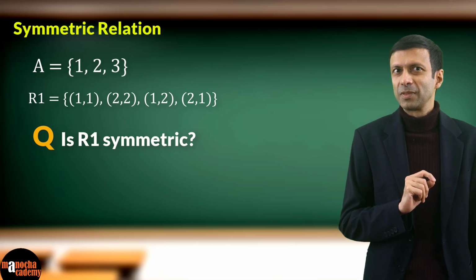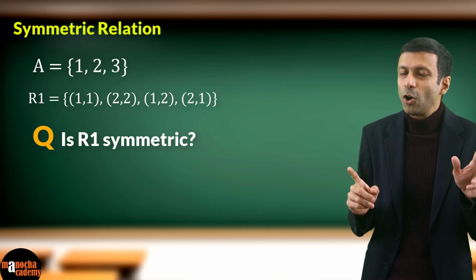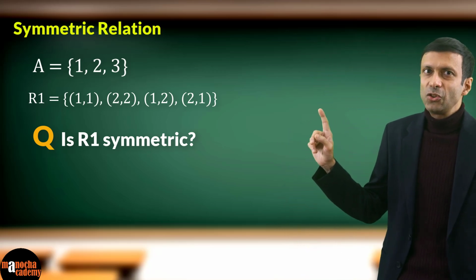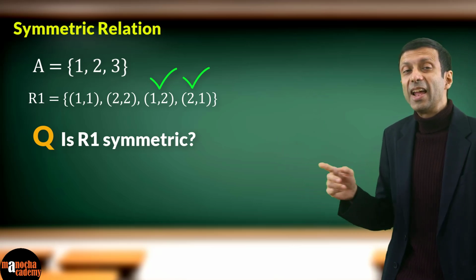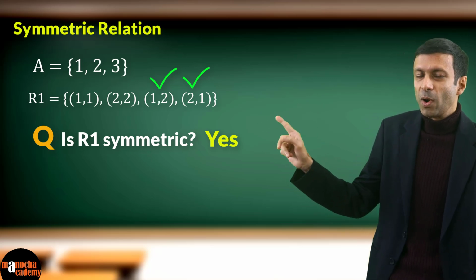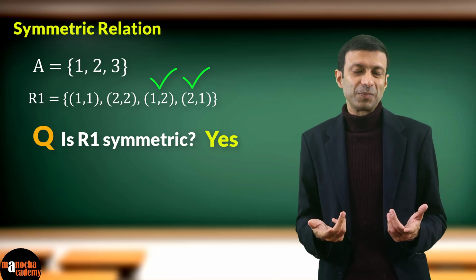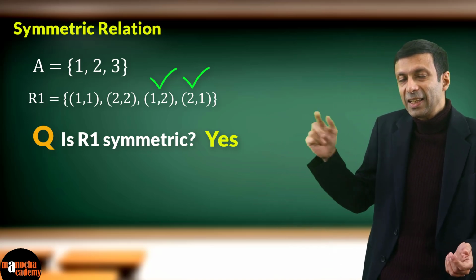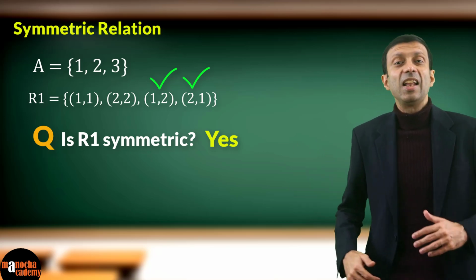Look carefully. Remember, for symmetric, we have to look at (a, b)'s and then it should contain (b, a). You can see that this relation has (1, 2) and it also has (2, 1). Hence the relation is symmetric. I don't have to look at (1, 1) and (2, 2), right? (1, 2) is there and (2, 1) also belongs to the relation, so it is symmetric. Note that it does not have (1, 3); it doesn't have to have all of them. What it has, the (a, b), you have to check that the (b, a) is also there. So R1 is symmetric. Let's look at another example.